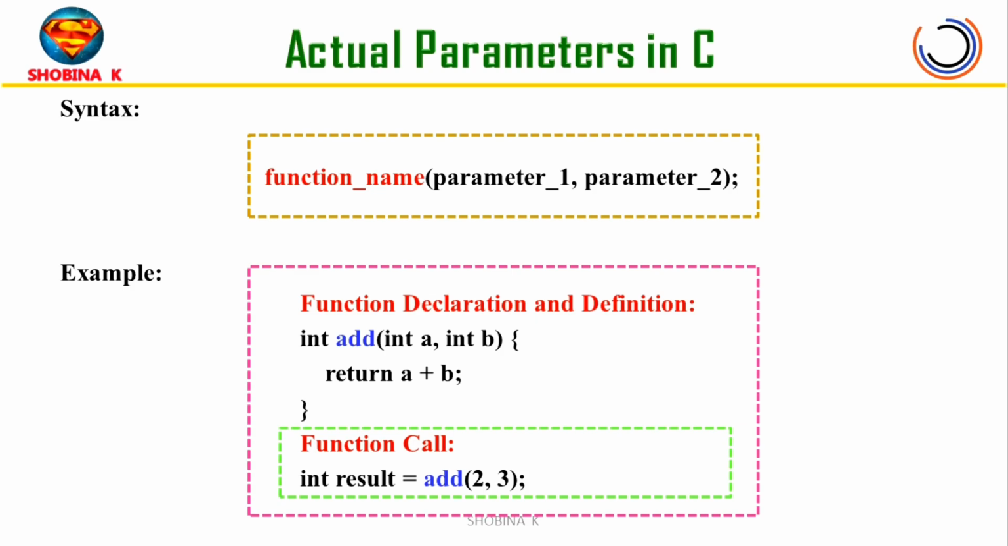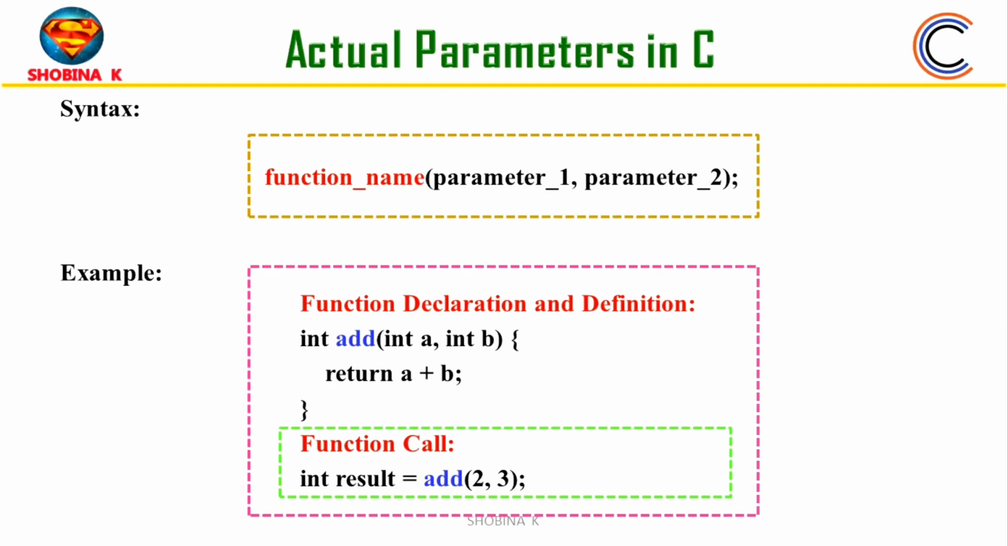Here is the syntax: function name, parameter 1, parameter 2. Here the function name is the name of the function. Parameter 1 and parameter 2 are the actual parameters passed to the function. Look at this example. First we have the function declaration and definition, and then we have the function call. add is the function name. 2 and 3 are the actual parameters passed to the function. result is the variable that stores the return value of the function call.